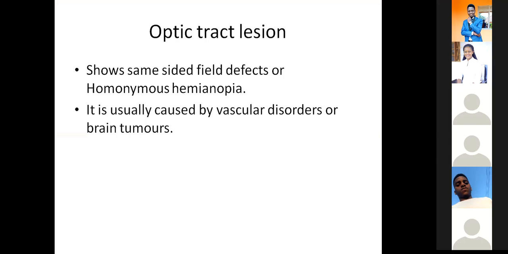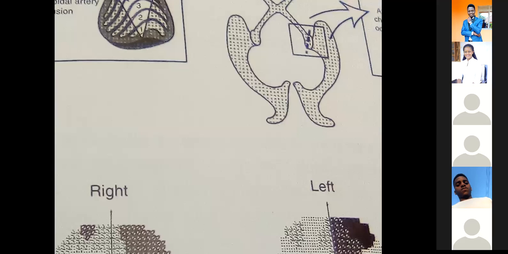Then we have the optic tract lesion. This visual field is actually for optic tract abnormalities, not optic nerve, not optic chiasma, because I can see they are on the right. For the right eye, it is on the nasal side. For the left eye, it is on the temporal side. So it is homonymous, but they are not on the same side.